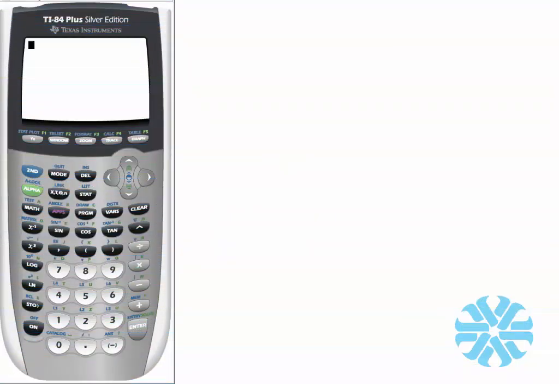In this video, you will learn how to graph a piecewise function. We will start by graphing the following piecewise function. F of x equals x plus 2 if x is less than 1. F of x equals 0.03 times the quantity x minus 1 cubed plus 5 if x is greater than or equal to 1.